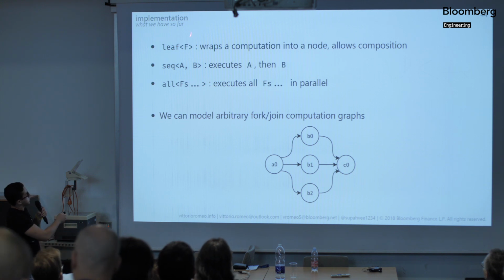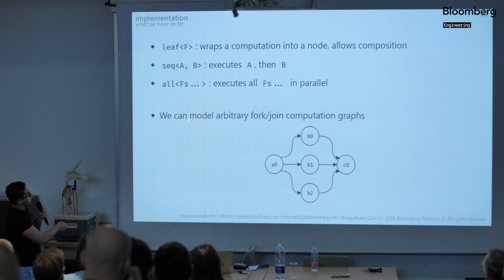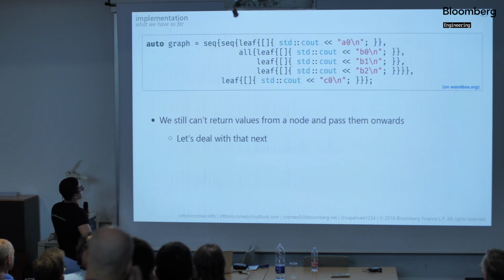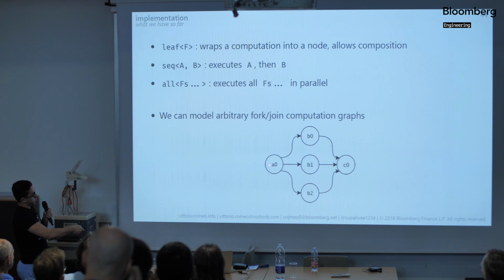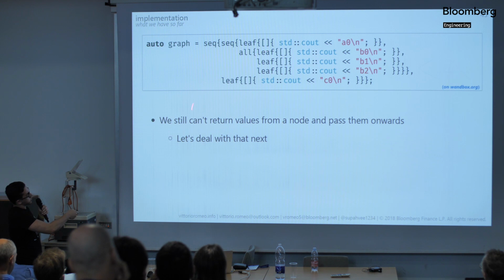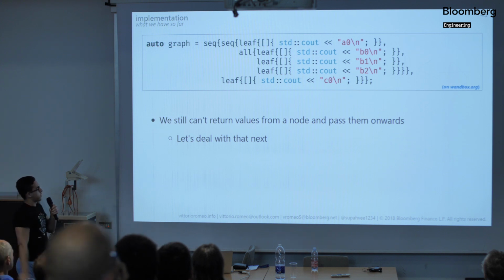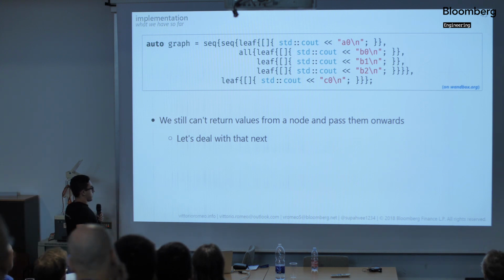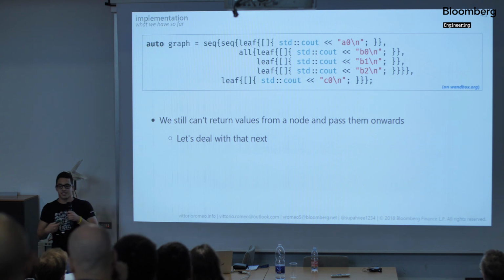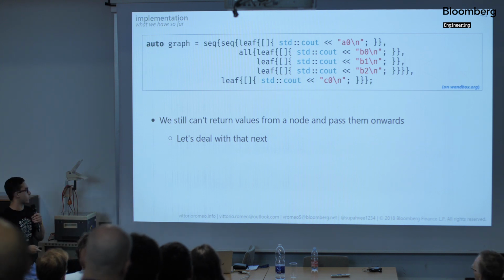So what we have so far is leaf, sequential node, and all, and this allows us to already model arbitrary fork and join computation graphs. As an example, if we have this thing over here where we have A0, B0, B1, and B2 in parallel, and then C0, we can write it like this. It's terrible syntax. So we can have A0, and then we attach an all continuation with B0, B1, and B2, and then we attach a continuation with C0. I'm running out of time, so this is just meant to give you the idea of how this works.